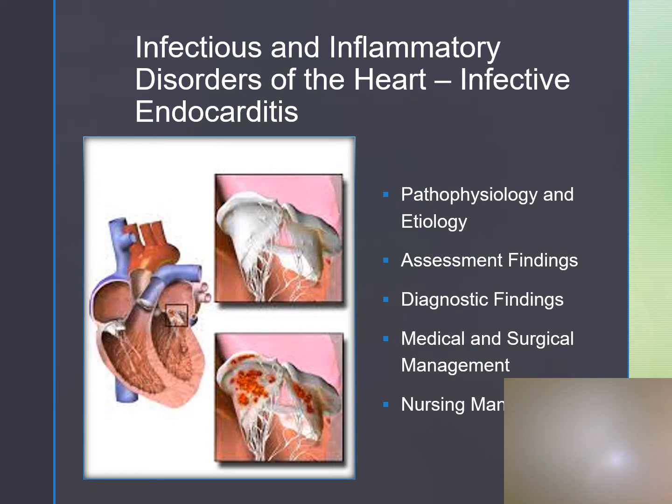These clients may experience fever, chills, muscle aches, joint pain, Osler nodes, splinter hemorrhages, Janeway lesions, Roth's spots, petechiae, enlarged spleen, and heart murmurs. These clients may have anemia, leukocytosis. We would do blood cultures or a transesophageal echocardiography and ECG.